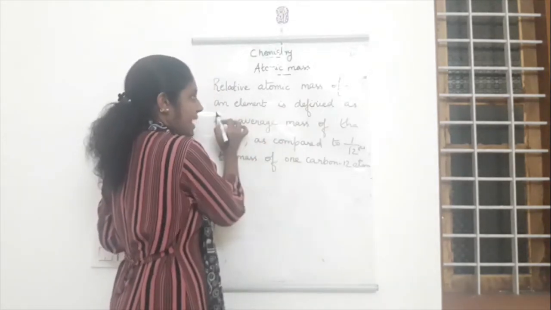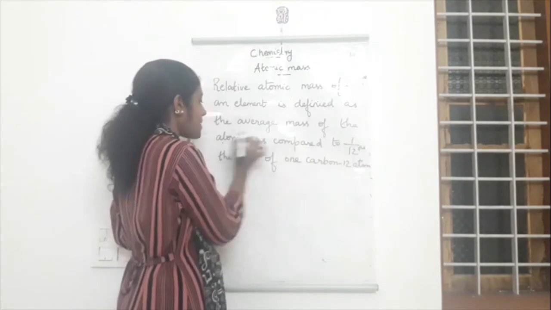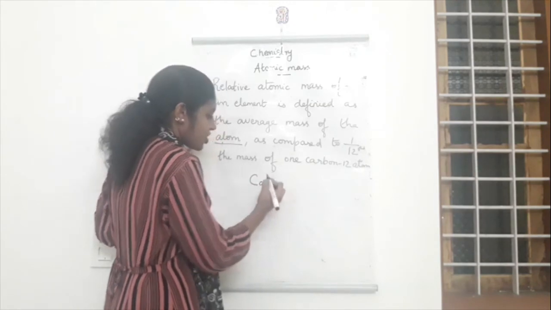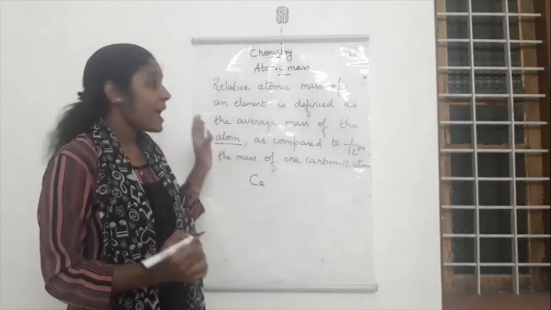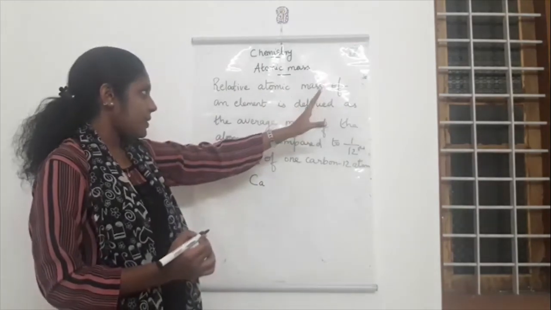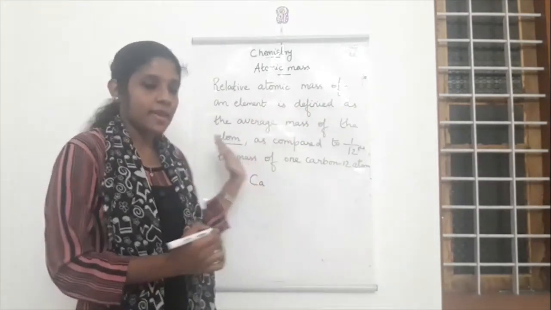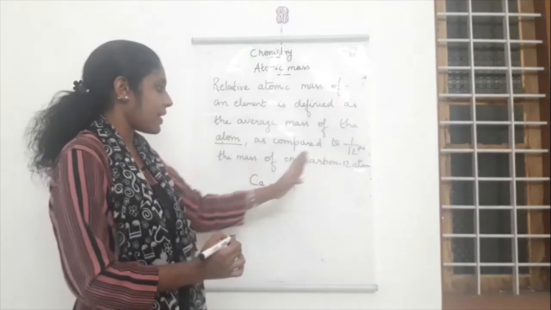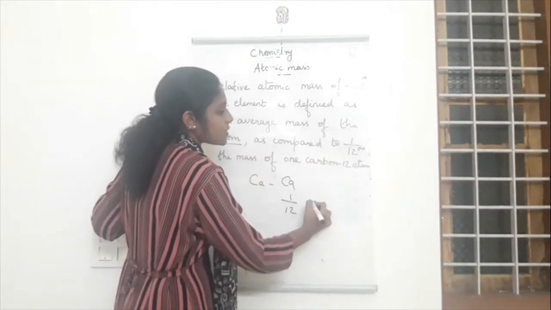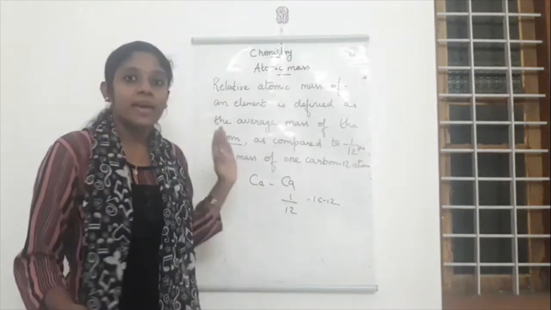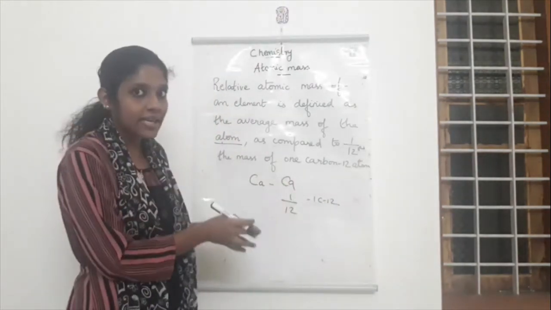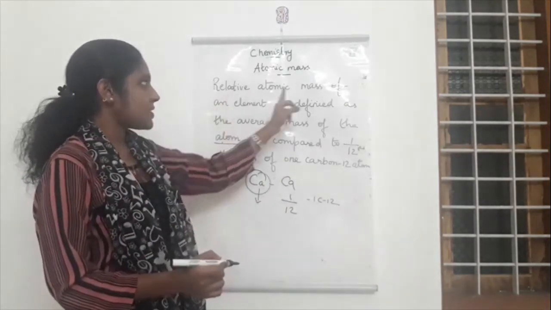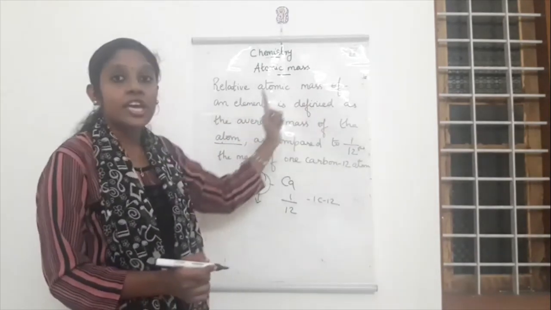Relative atomic mass of an element is defined as the average mass of the atom. For example, when we are taking the calcium element, the calcium atom is the average mass, as compared to 1 by 12 the mass of one carbon 12 atom. The carbon 12 atom in a 1 by 12 mass is compared to another element in relative atomic mass. So, relative atomic mass of an element is defined as the average mass of the atom.